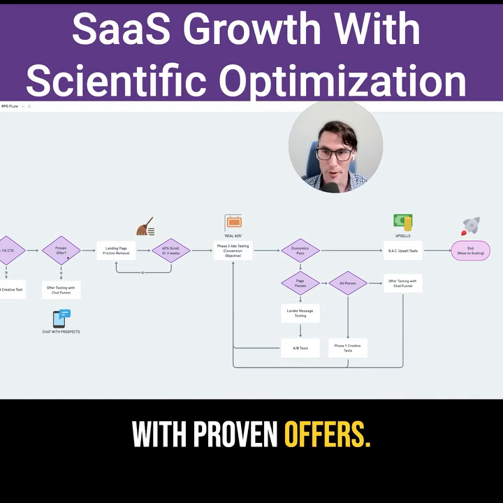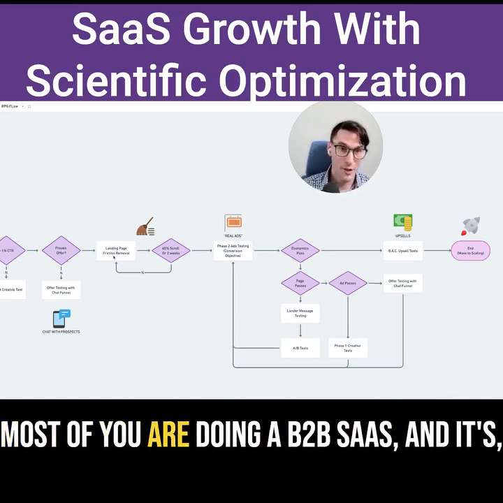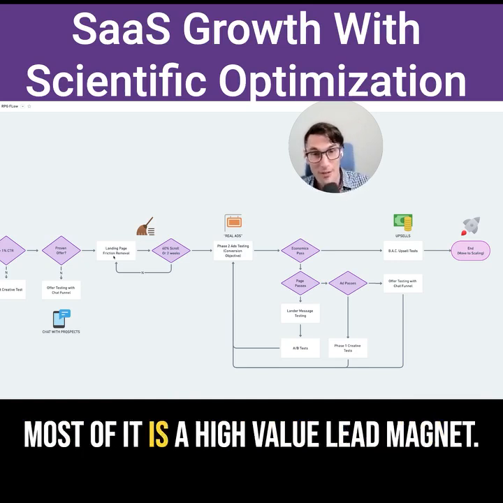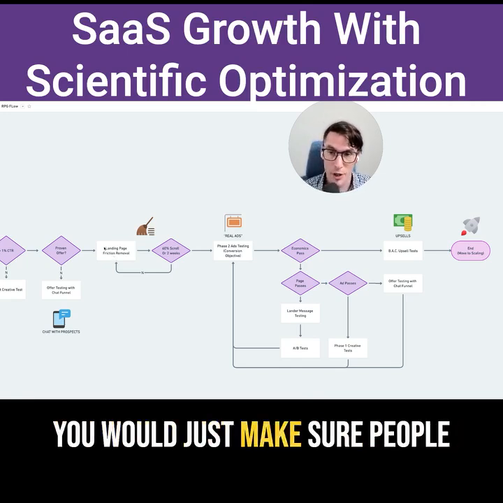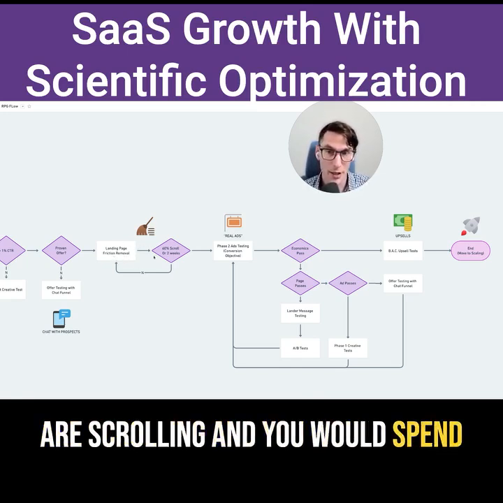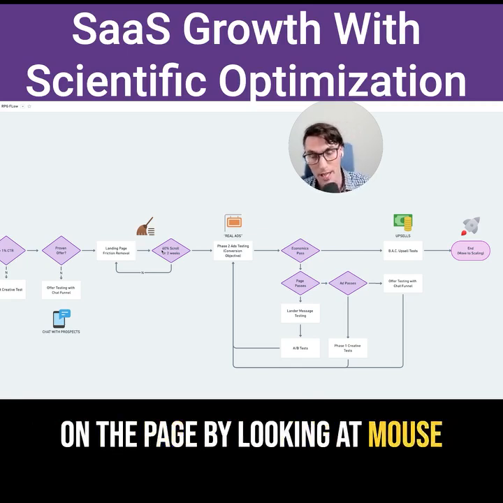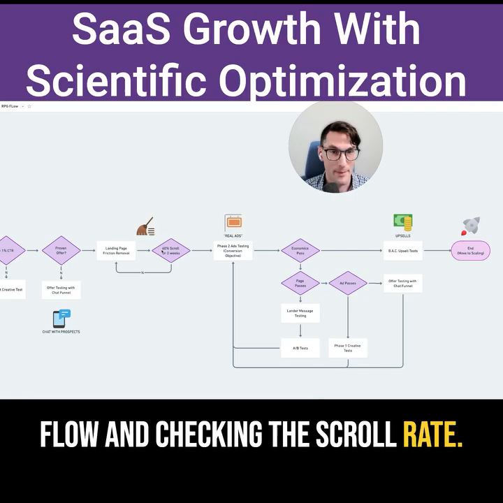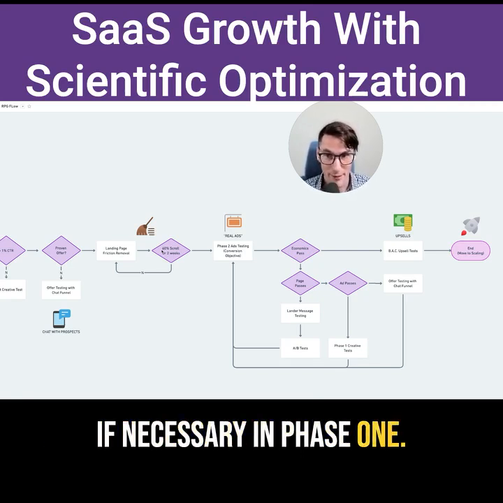But for the rest of you with a proven offer, you would put up this template landing page. If you're doing a lead magnet, most of you are doing B2B SaaS, and it's most of it like a high value lead magnet. So there's a template for that. And you would just make sure people are scrolling, and you would spend up to 2 weeks trying to improve the scroll rate and remove friction on the page by looking at mouse flow and checking the scroll rate, and perhaps doing headline tests if necessary in phase one.